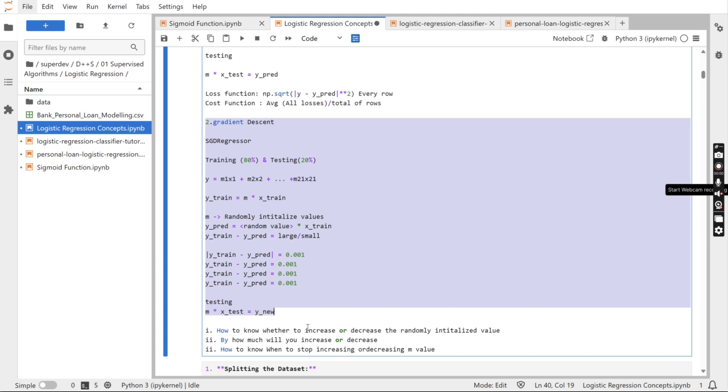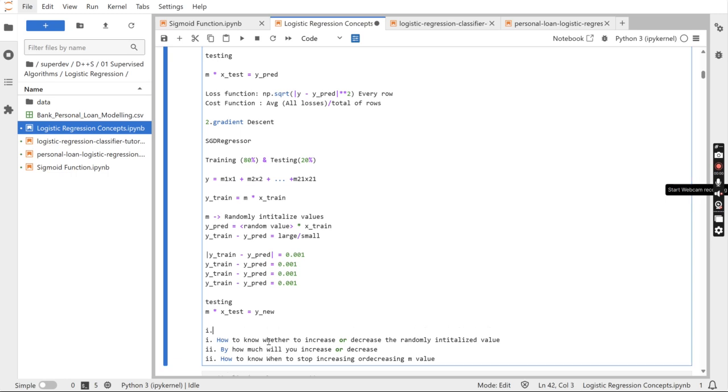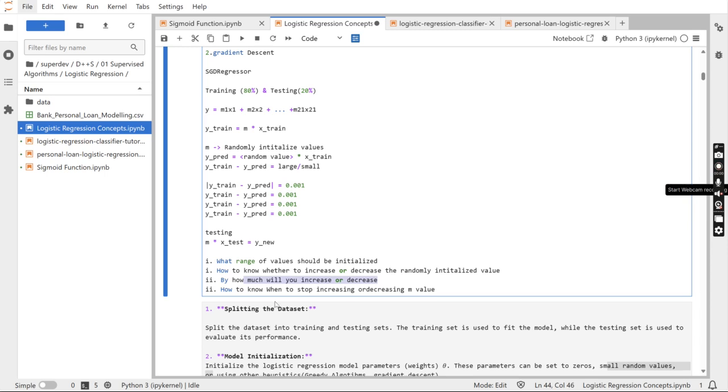To answer these questions, randomly initialized. Okay, and sorry, there is one more question. When you randomly initialize, I can initialize a million also, right? That is also a random value, but how will you know what range of values should be initialized? So that is another question. Take this as the first question. Second is how to know whether to increase or decrease. Third is when to stop increasing or decreasing the m value.